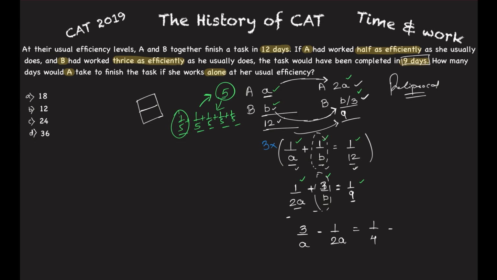Okay, minus 1 upon 9. That's what I get. So I make two terms equal and then I just subtract 1 from 2. So that's what I get. If I solve this further, what will I get now?